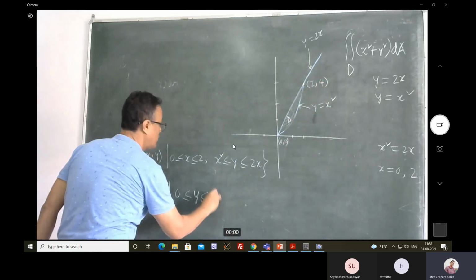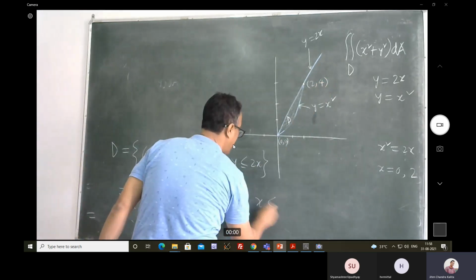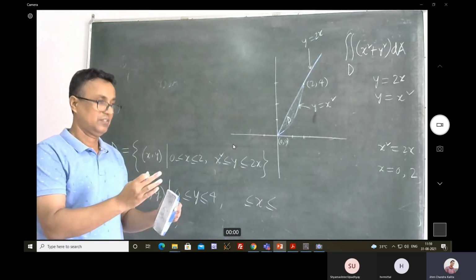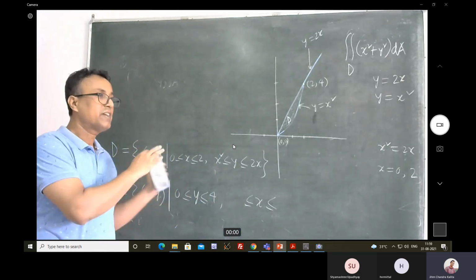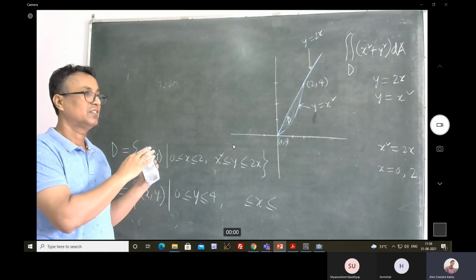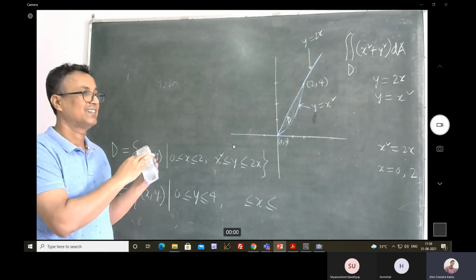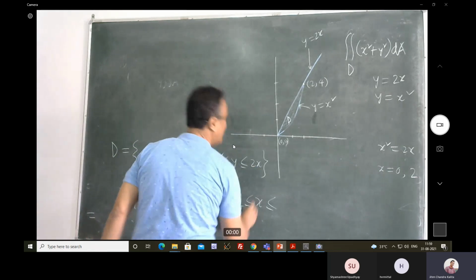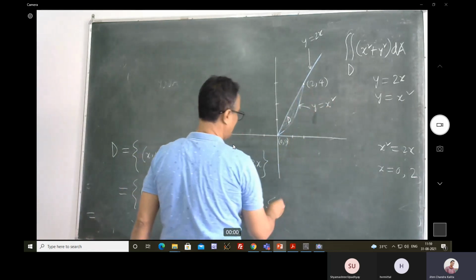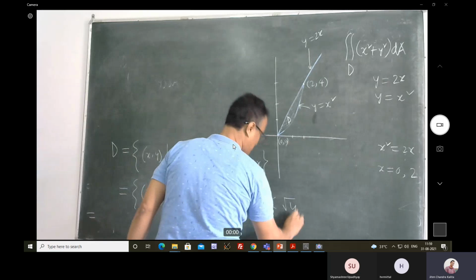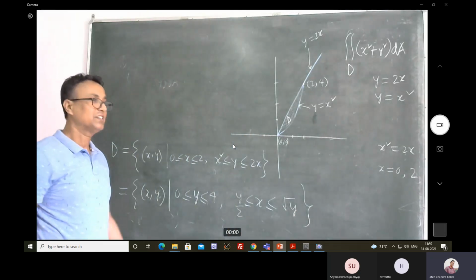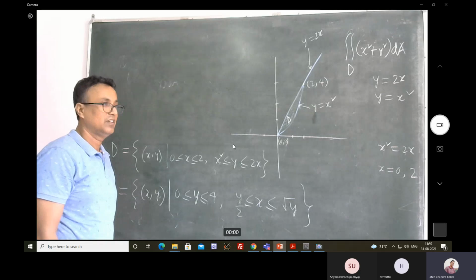0 to 4. Okay. And then x, again, here what you have to consider? Left and right. What is left here? x equal to y by 2. Yes, x equal to y by 2, and right, x equals square root y. Yes. So after that, the remaining part is straightforward, isn't it?